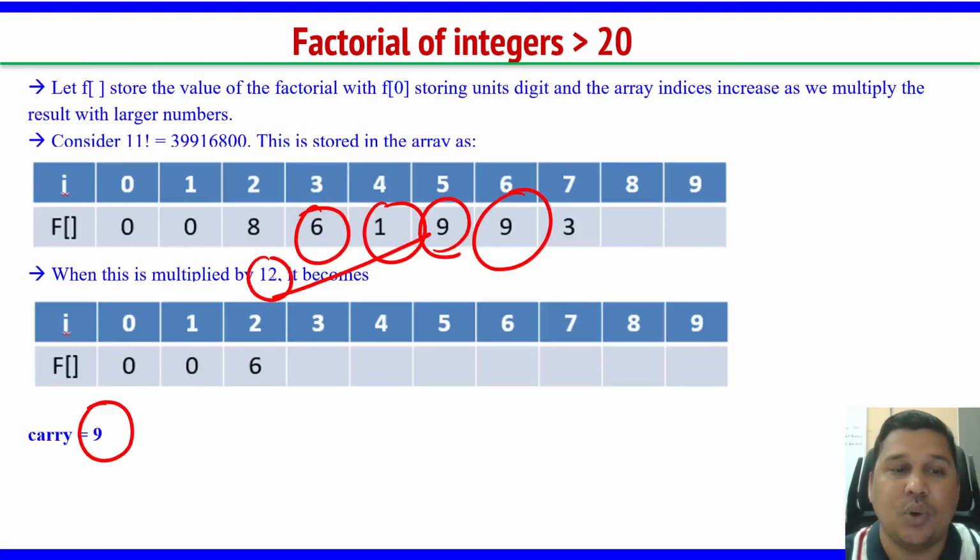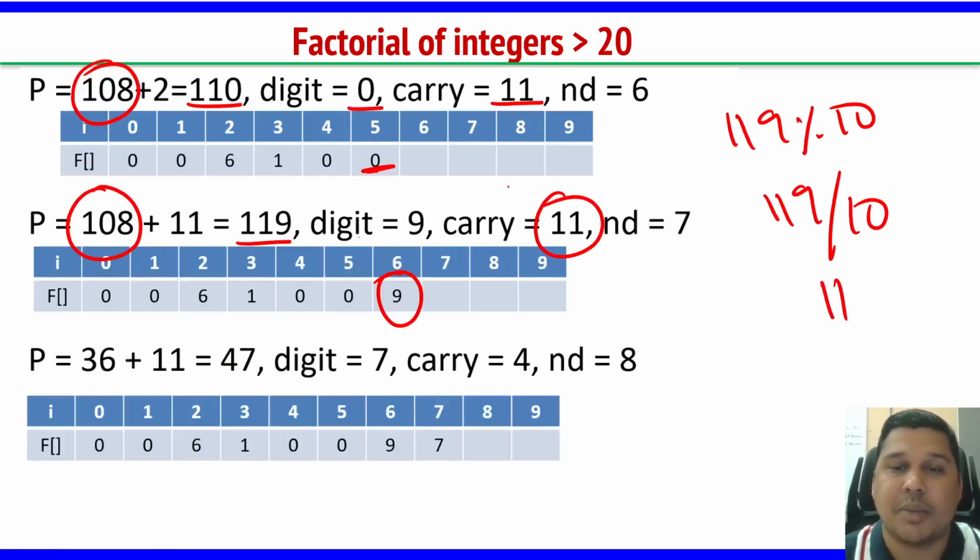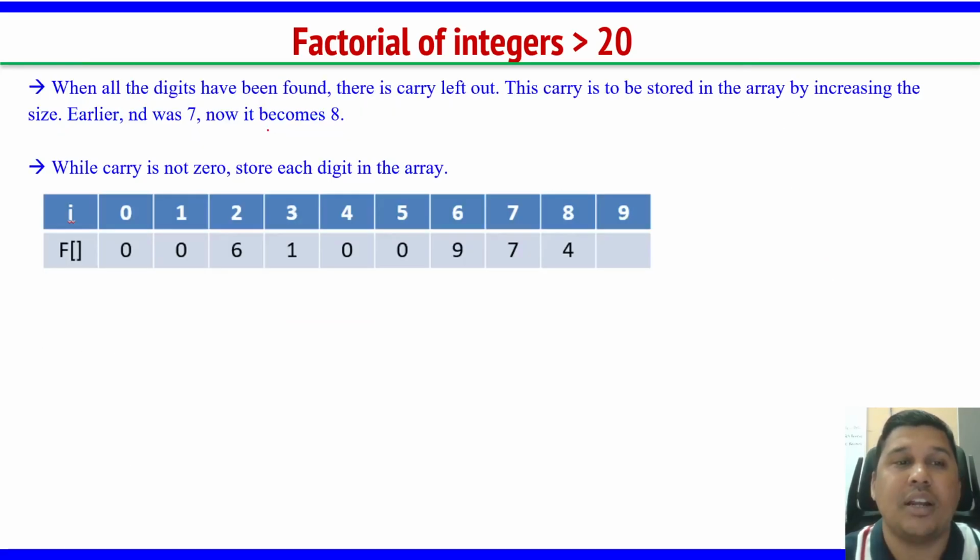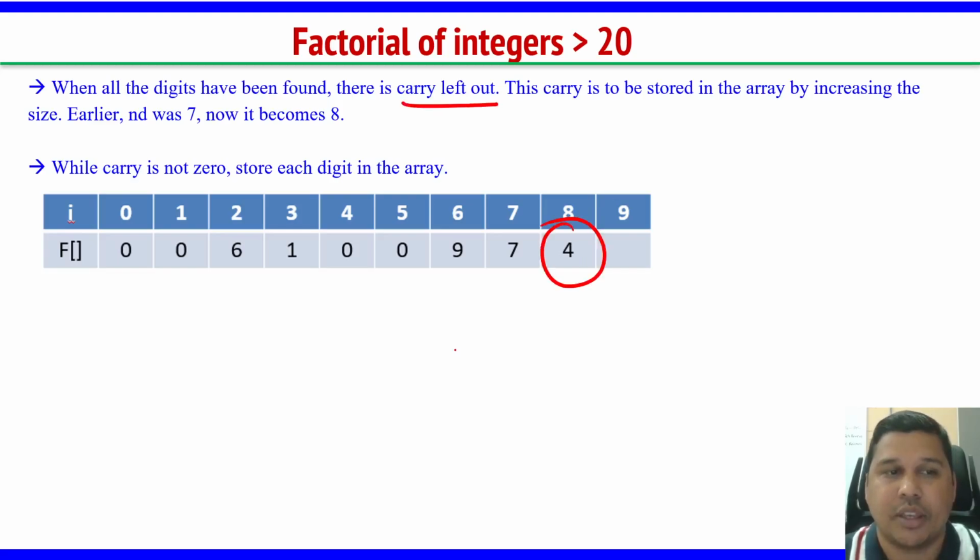And the final value, multiply 12 with 3. So 12 times 3 is 36 plus the previous carry 11 equal to 47. So 7 comes here and carry is 4. When the carry is left over, you have to add it at the end. So the elements in the array here are nothing but the 12 factorial value.